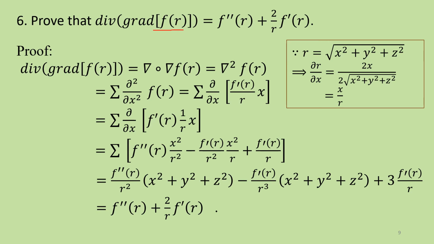Divergence of grad of f of r is equal to f double dash of r plus 2 by r times f dash of r. So student, whenever we have to find divergence of grad of a function of r, say it is r square or 1 by r square, you can just differentiate twice, get f dash of r and f double dash of r, use this result, one can get the answer.